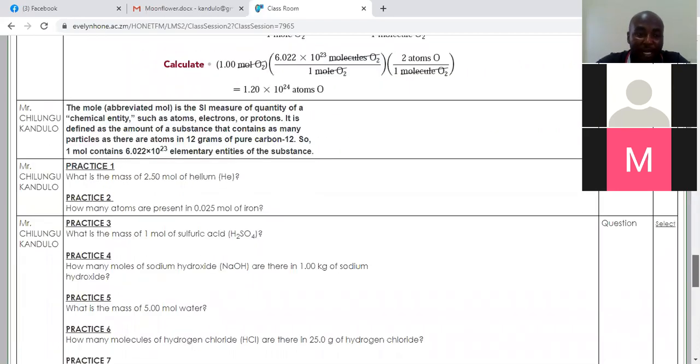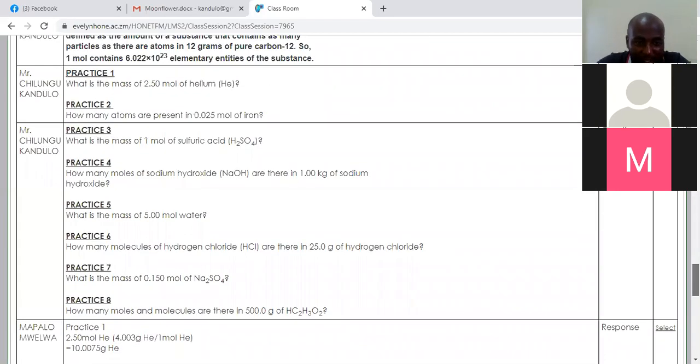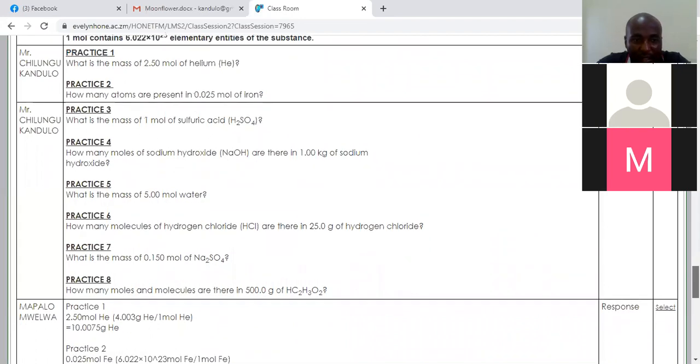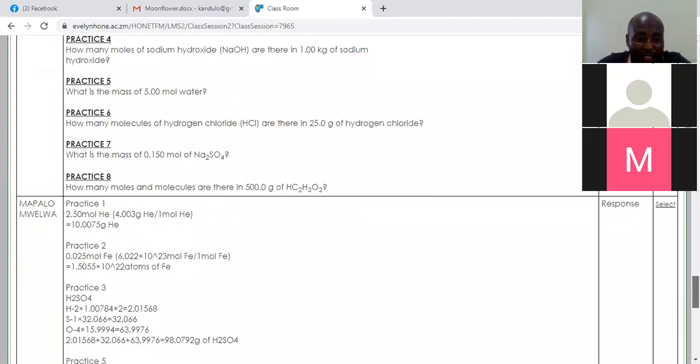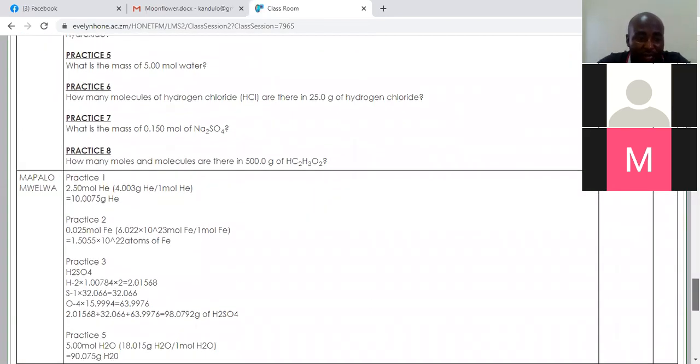I loved where she answered the question of what is the mass of 1 mole of sulfuric acid. The mass of 1 mole is the molar mass. So she just started adding: sulfuric acid has 2 times 1 for hydrogen, and sulfur is 32.